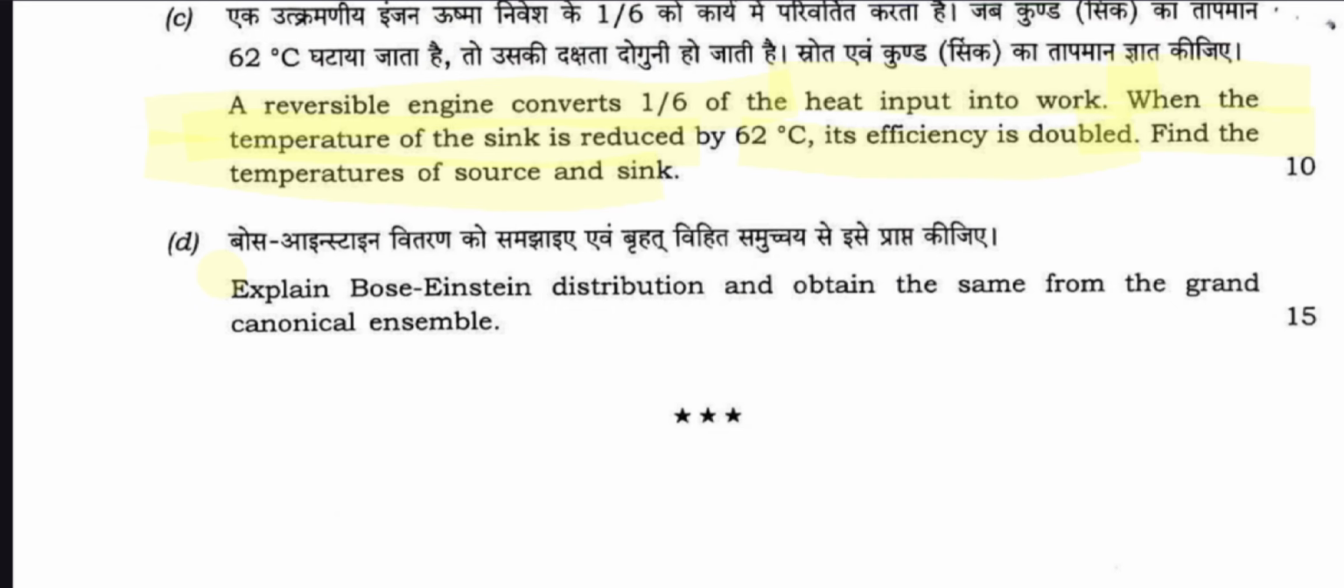Question D. Explain Bose-Einstein distribution and obtain the same from the grand canonical ensemble. This is statistical physics related. So for statistical physics, a good book is by Gupta Kumar Sharma. Gupta Kumar Sharma is the best book.